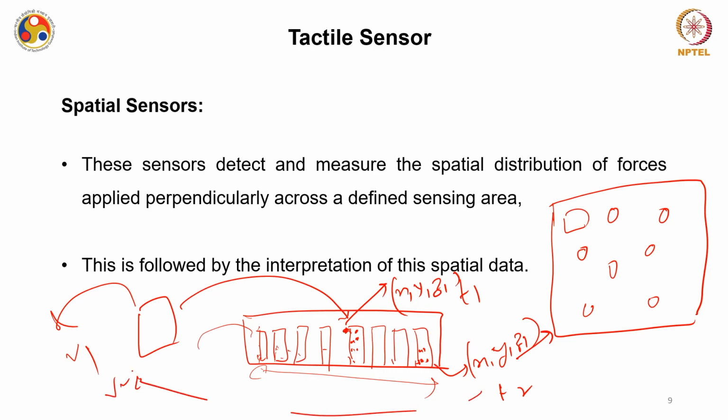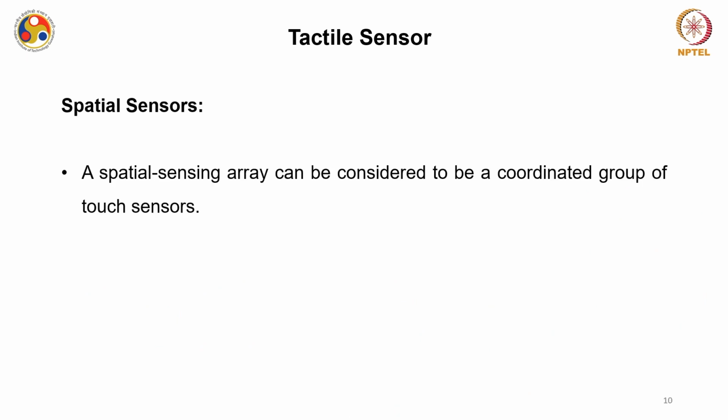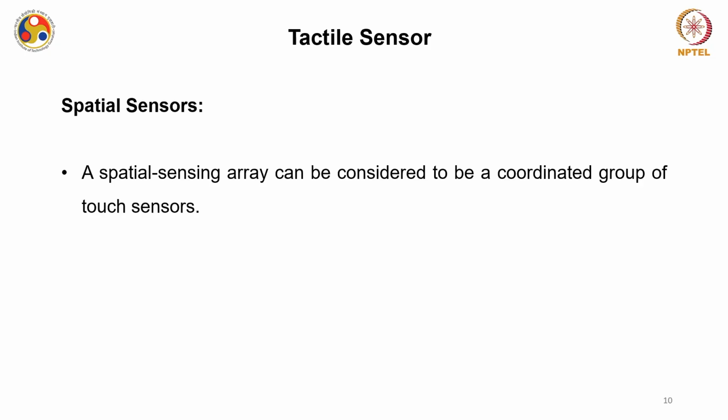Okay. Similarly, if you are at this time t1 and t2, there is only a small lag between these two. This will keep on generating these voltages V1, V2 and so on, and accordingly the data will be generated or a decision will be taken. So, a spatial sensing array can be considered to be a coordinated group of touch sensors.